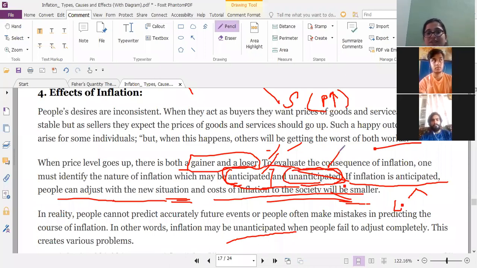So I hope this is clear now. I have discussed this in depth, anticipated and unanticipated. So all these effects, whatever we've seen till now, were under unanticipated. So you must remember this.